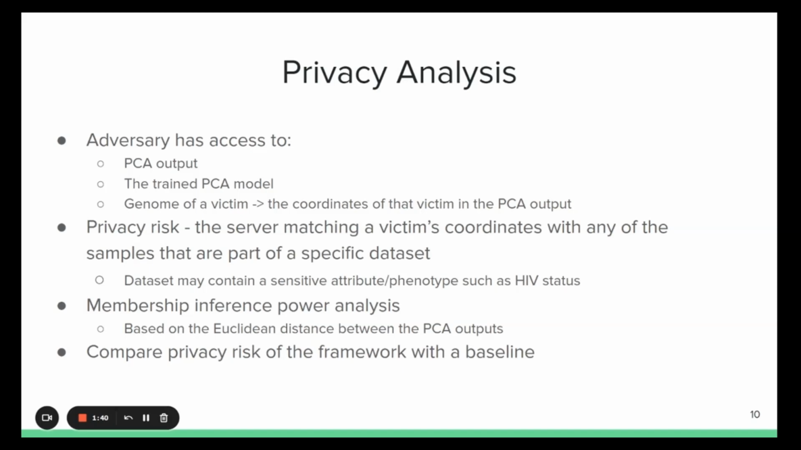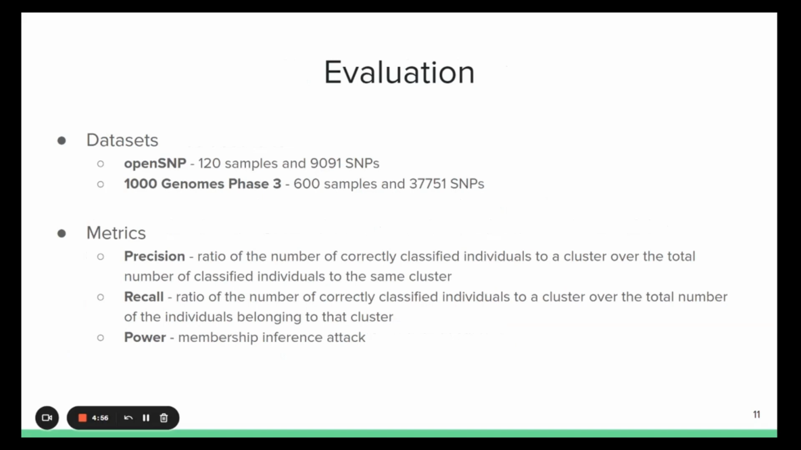Furthermore, we also compare the privacy risk of the framework with a baseline, which is sharing of aggregate statistics and is allowed by many institutions, including the NIH. In order to evaluate our framework, we use the following 2 datasets. The first one is the OpenSNP dataset, which has 120 samples and 9,000 SNPs. And the second one is the 1,000 Genomes Phase 3 dataset, which contains 600 samples and 37,000 SNPs.